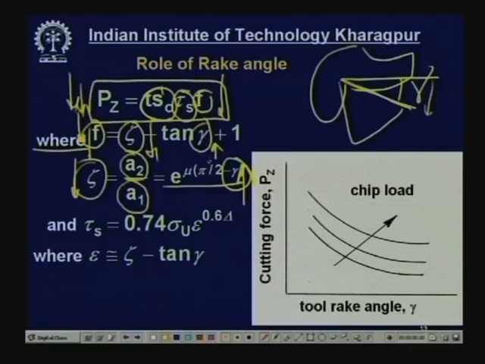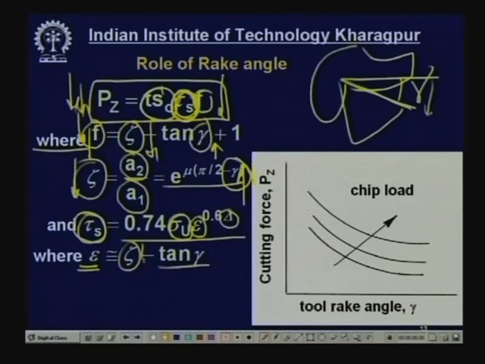force. Not only that, the shear strength of the work material is also affected by rake angle. For ductile material, it is given by this expression, 0.74 sigma u, where sigma u is the ultimate tensile strength of the work material, epsilon is the cutting strain and delta is the percentage elongation. Now, what is cutting strain? It is approximately equal to zeta minus tan gamma. Tan gamma is very small, so it is zeta.